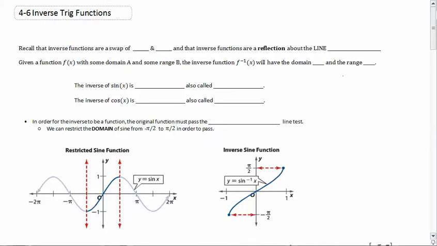Today's lesson is on inverse trigonometric functions. This is section 4.6 from your book. So in the past we've learned about inverse functions, just general inverse functions. We have some f of x and we try to find f inverse of that function.